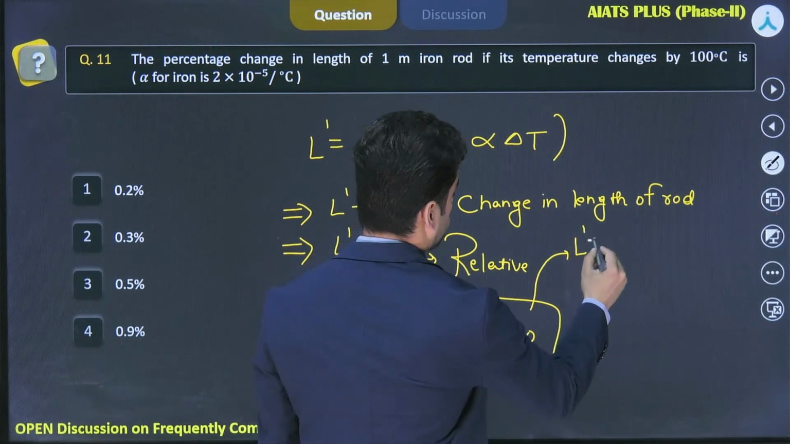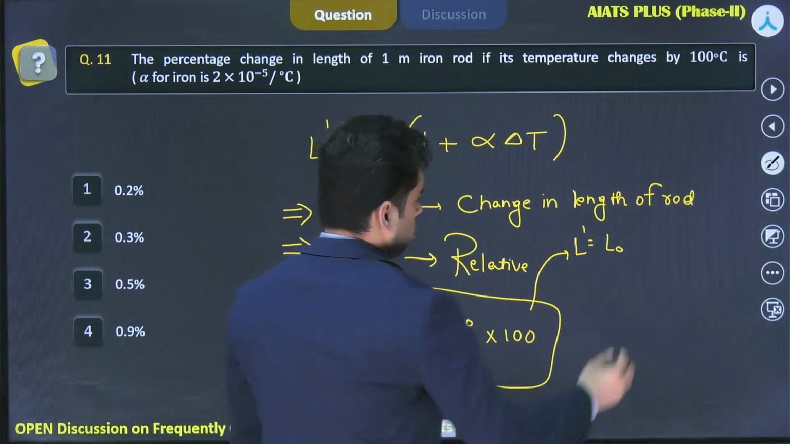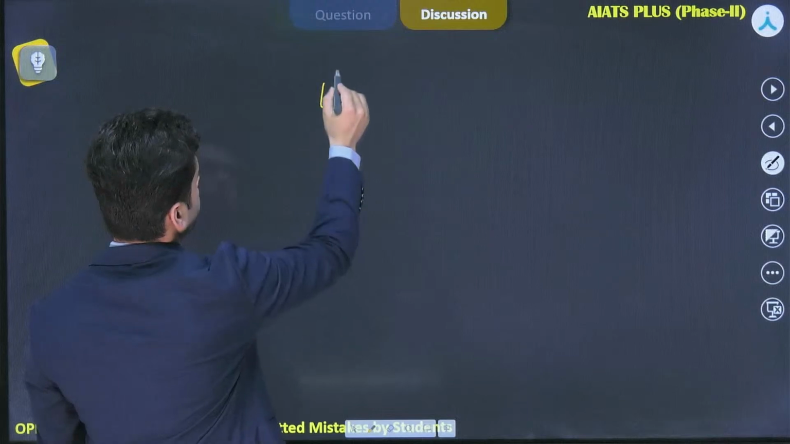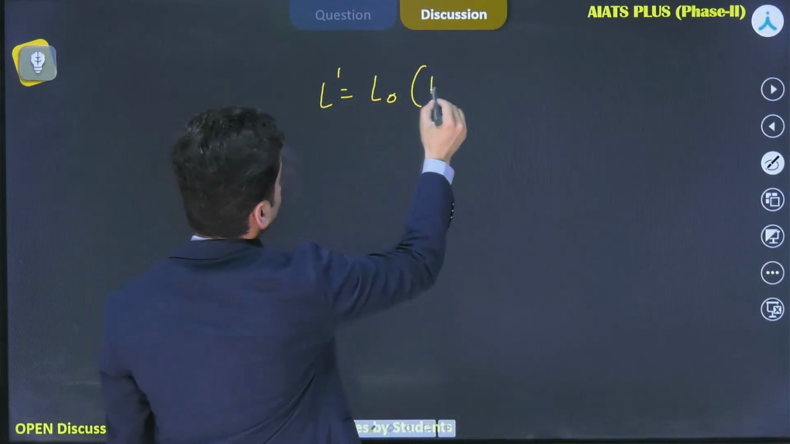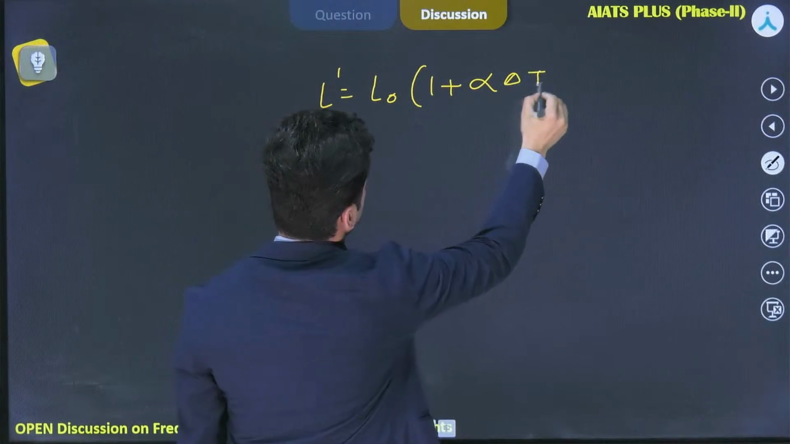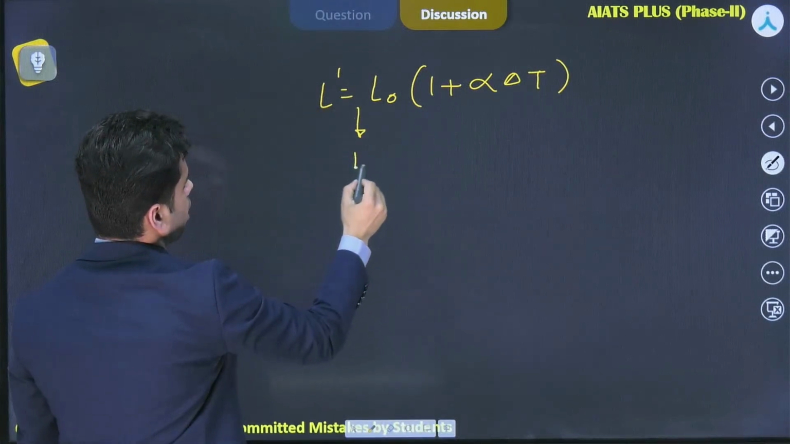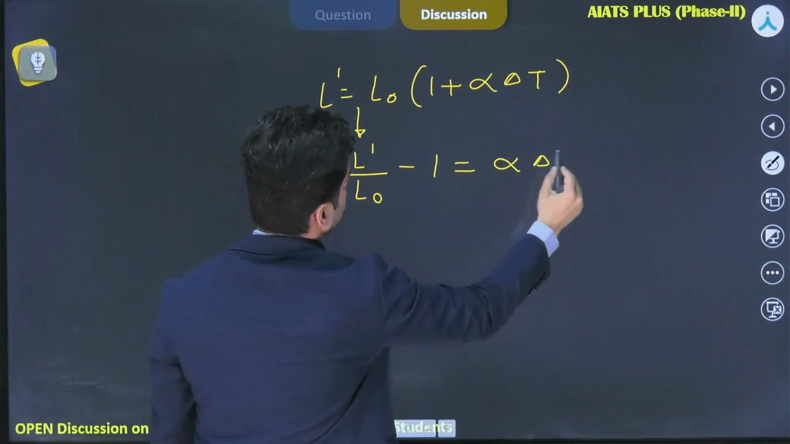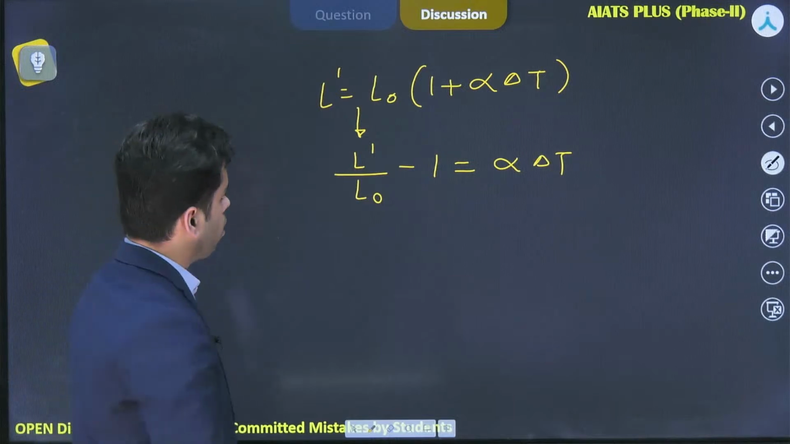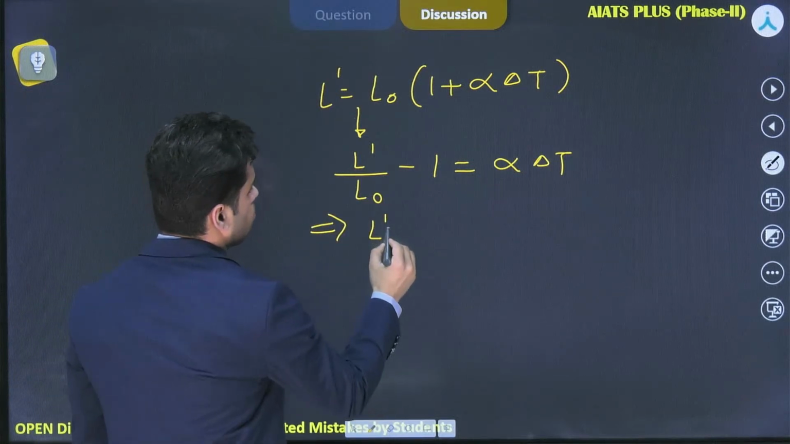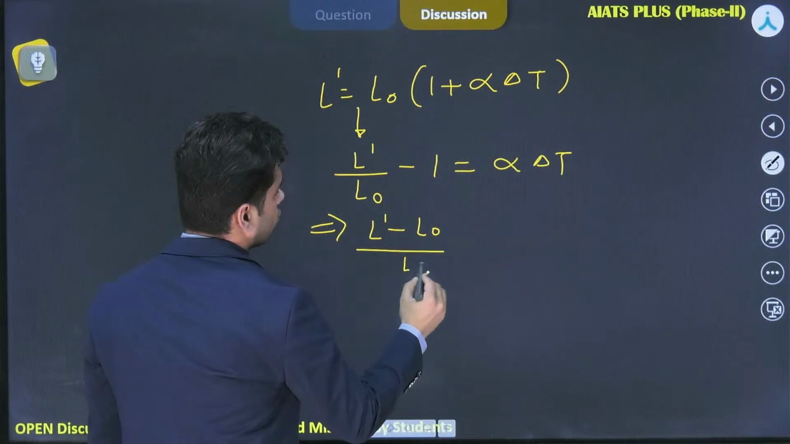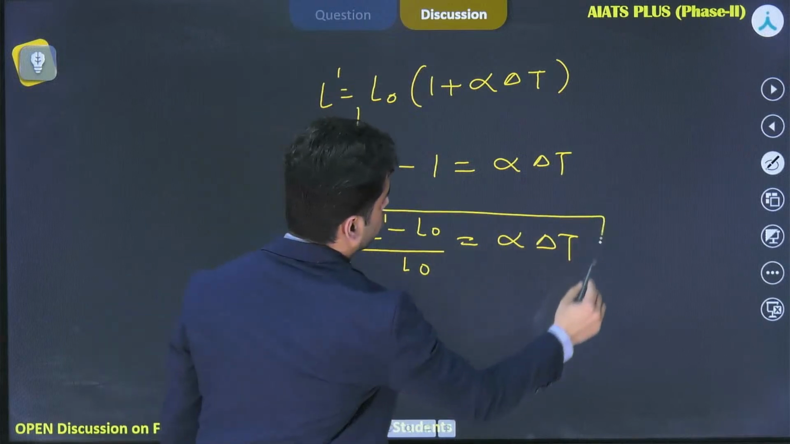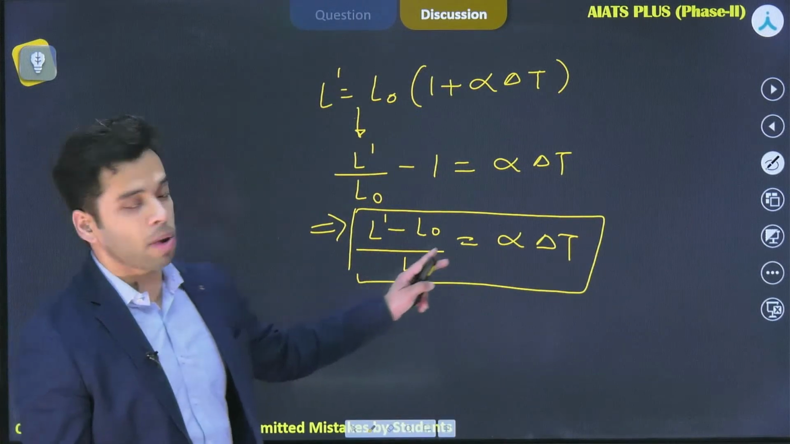So L prime is equal to L naught, 1 plus alpha delta T. If I rearrange this expression, L prime by L naught minus 1 will be equal to alpha delta T. Right? So rearranging, L prime minus L naught by L naught, the relative change, comes out to be equal to alpha delta T. You can directly use this expression for your examinations. The relative change is given by alpha delta T.